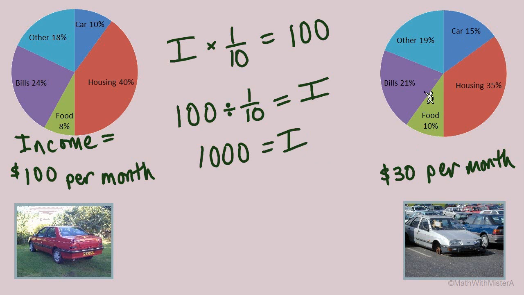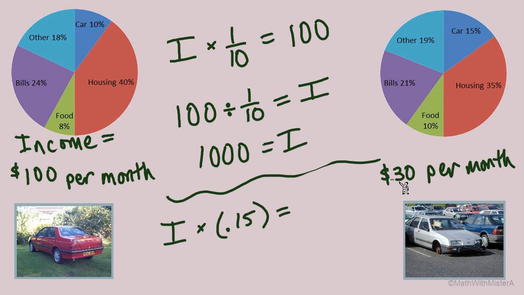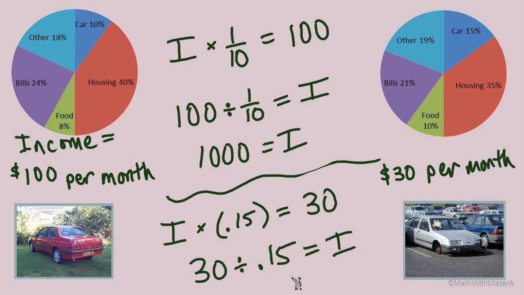On this side, we were calculating 15%, and we multiplied by the decimal in that example. I times 0.15 equaled our car monthly payment, $30. So if we know that the income times 0.15 equals 30, then 30 divided by 0.15 will equal that total income. And we can see in this way that the total income was $200.